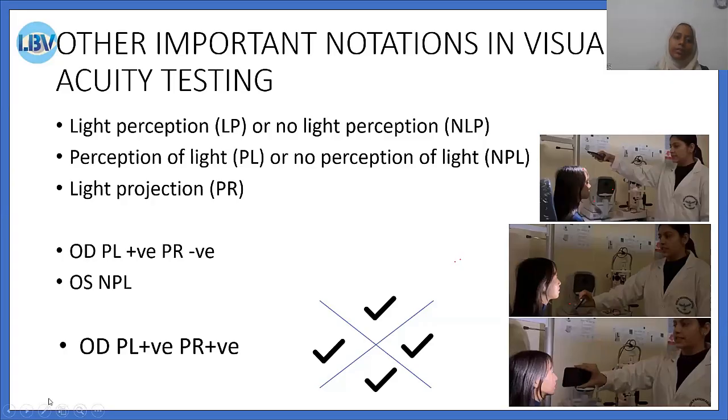So this is how we record this. This is important. You have to make this quadrant and put a tick. And here you write PL positive, PR positive. This image gives you the detail of the projection of light. If in any quadrant there is no right projection, the patient is not able to identify, you just cross it.